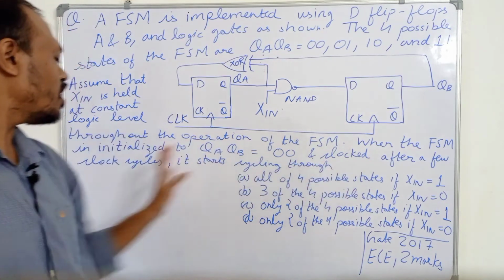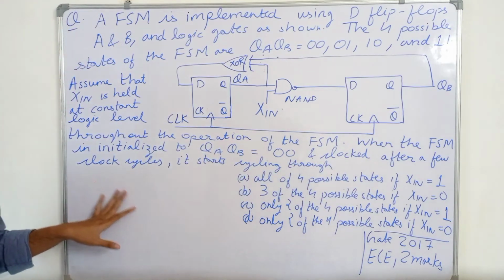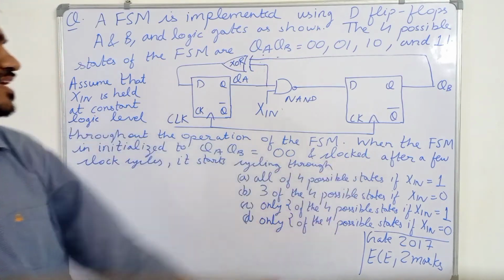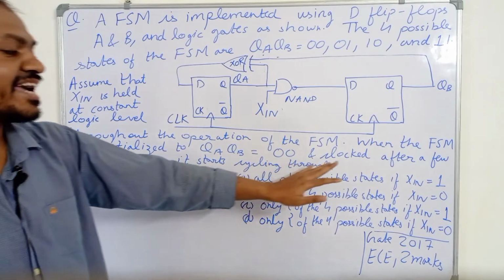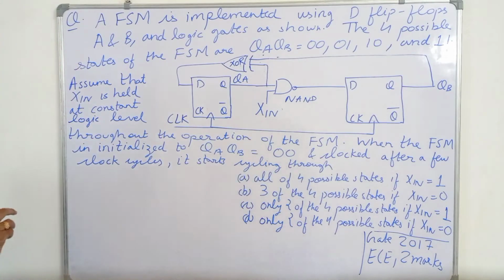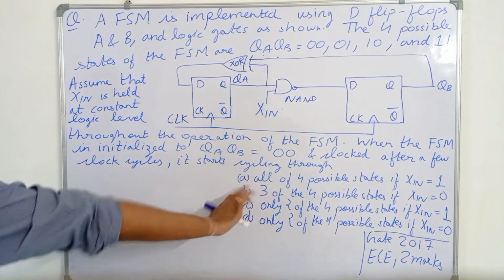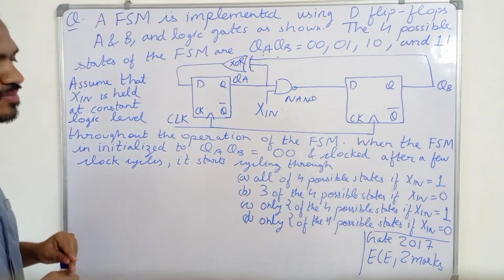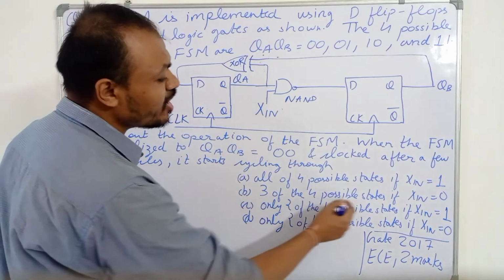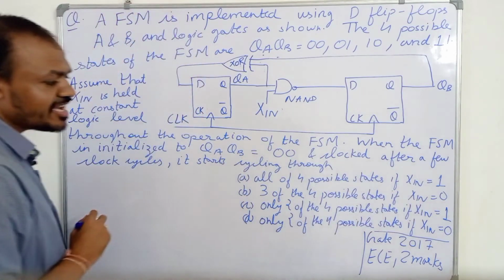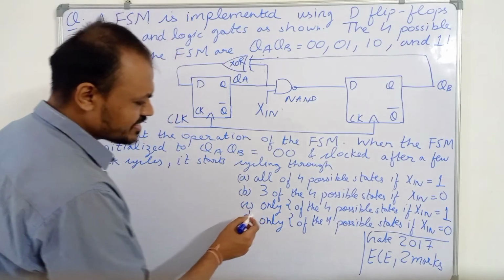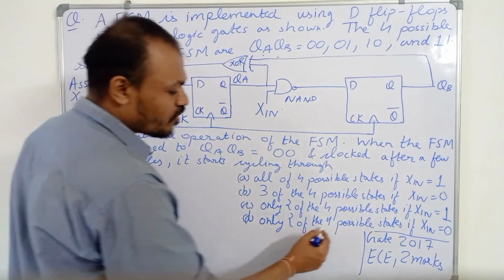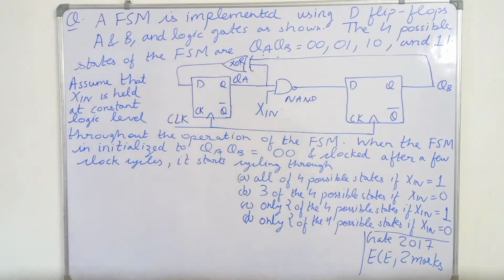So it says that it is initialized to 0,0 and clocked. Then after a few clock cycles it starts cycling through. Now it gives us four options. Option A: it starts cycling through all four possible states if Xin equal to 0. Option B: 3 of the 4 possible states if Xin equal to 0. Option C: only 2 of the 4 possible states if Xin equal to 1. And option D: only 2 of the 4 possible states if Xin equal to 0.